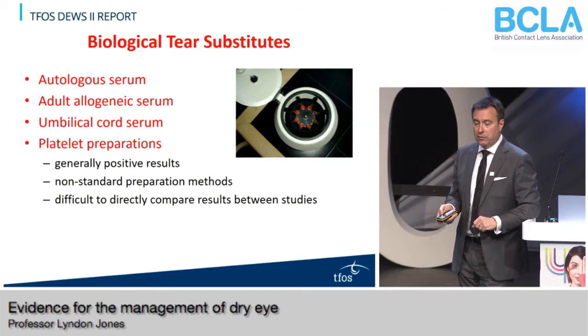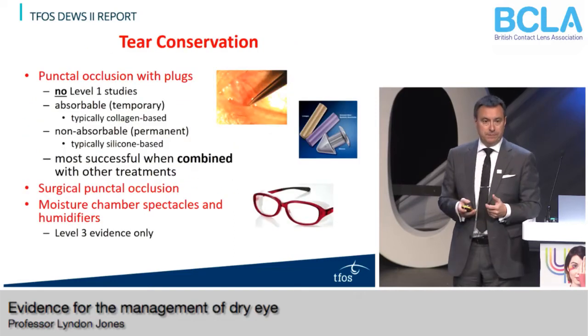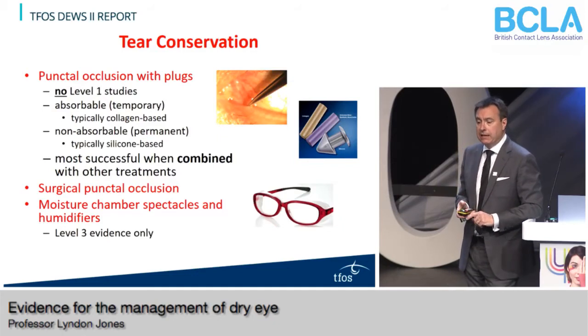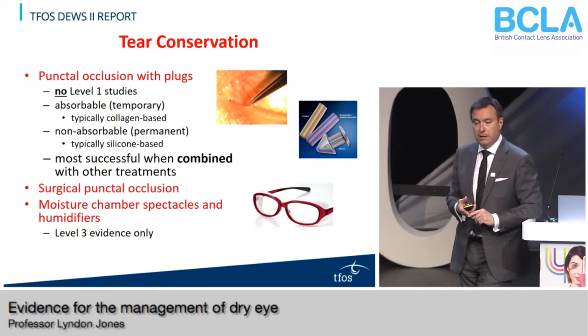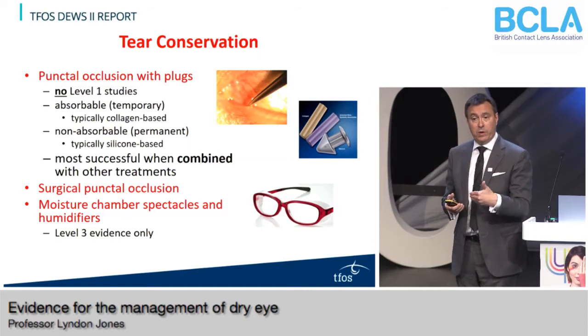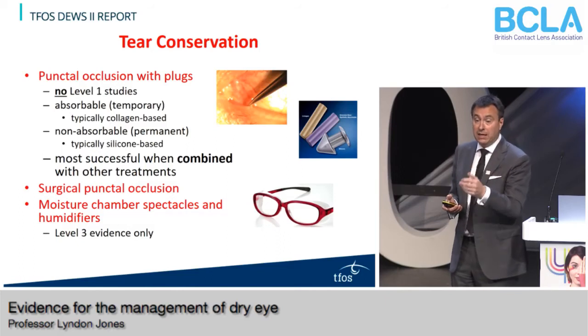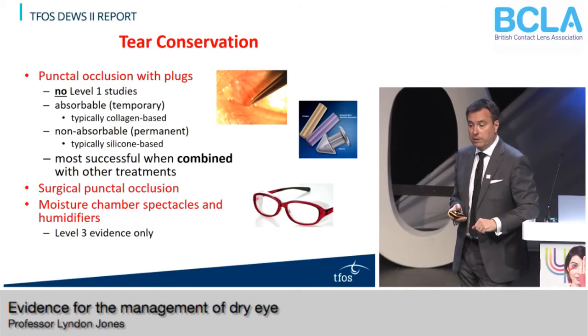The next section really dealt with looking at tear conservation. This was subdivided into 3 groups: punctal occlusion, and of course, interestingly, many of us are very comfortable doing that with plugs, either with temporary plugs or permanent plugs. But again, very interesting that there are 0 level 1 studies. So it's very difficult to do a truly randomized controlled trial because you end up having to do sham treatments where you persuade patients that you've actually done occlusion when you're not really doing it. Otherwise, there's always the potential placebo effect.